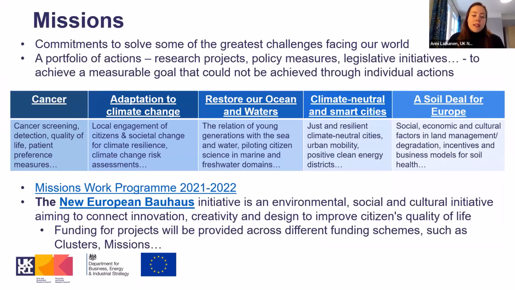And one more area that's in Horizon Europe but outside of the clusters: missions are large portfolios of actions, and this is something new in Horizon Europe. The current missions include cancer, adaptation to climate change, restore our oceans and waters, climate neutral and smart cities, and a soil deal for Europe. Recently a new work program related to these missions was published. There are actually a lot of research opportunities, with deadlines between March and September this year. Just some examples on the slide there.